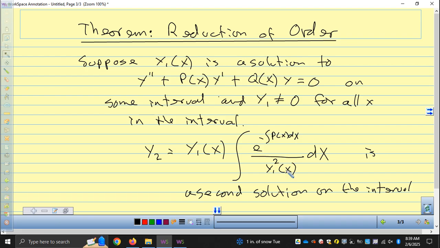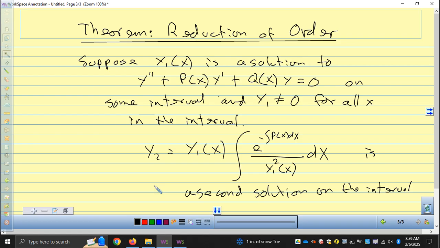So this is our reduction of order formula, if you like to think of it in terms of formulas. That gives us our second solution if we have a known solution. And often, when we solve higher order differential equations, we get a single solution, or we get a repeated solution, and we need to find new solutions. We find our new solutions using reduction of order.